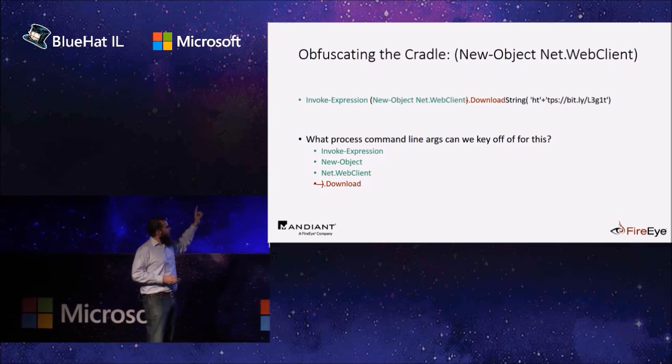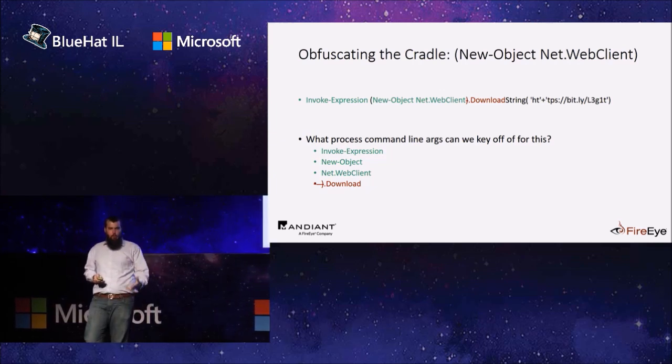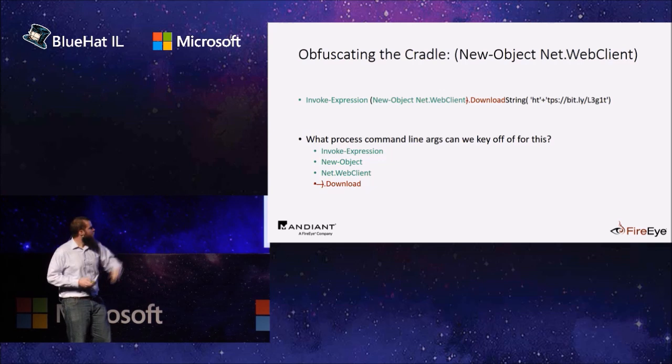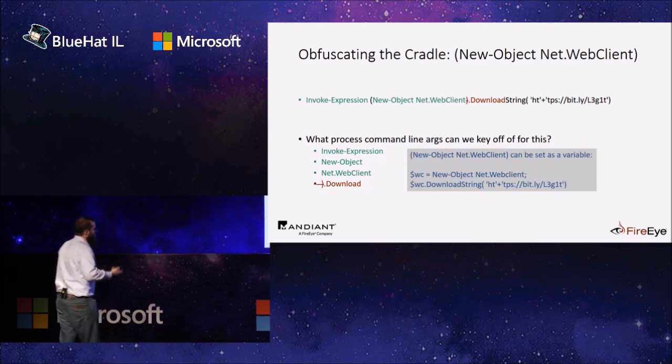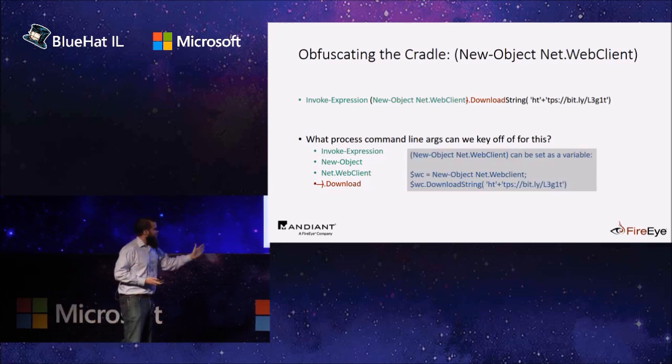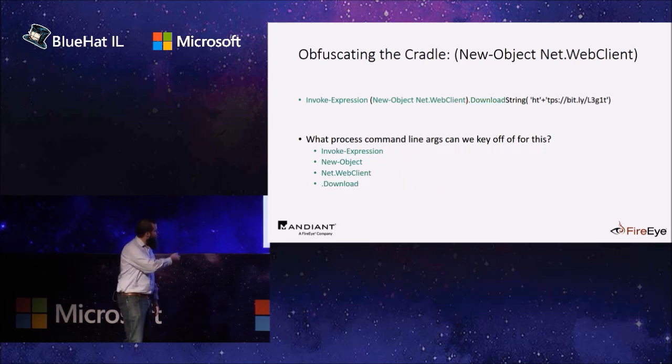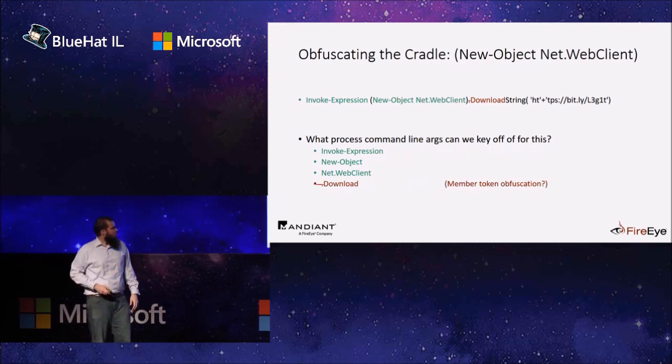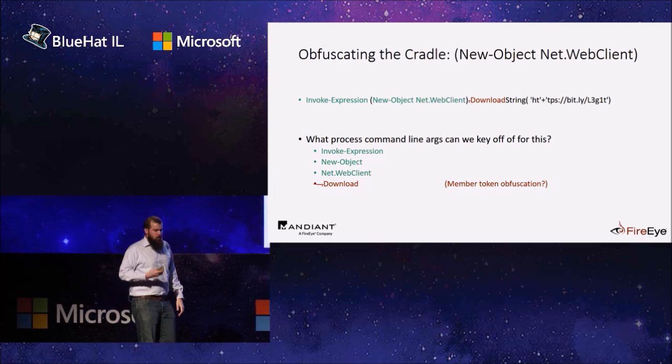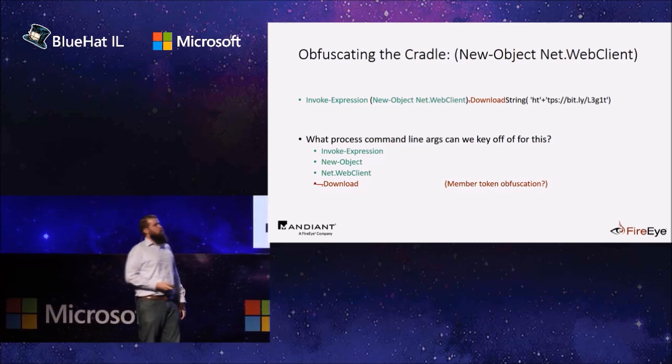This parenthesis: you can actually set New-Object Net.WebClient as a variable and then call the variable name dot method, just like this right here. In which case you just have .DownloadString without that parenthesis, so we'll go ahead and remove that. Now, DownloadString is a member of the Net.WebClient class. So how can we obfuscate a member?